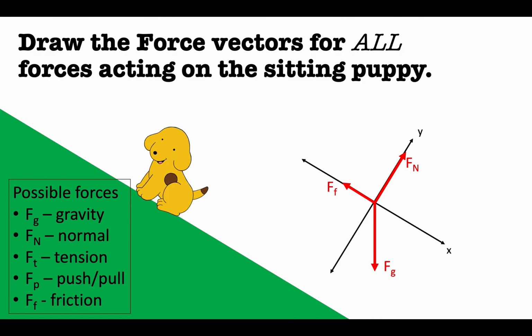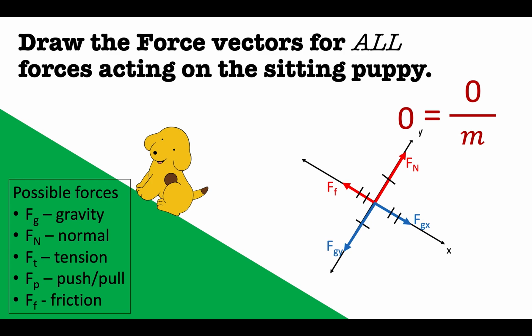We're still going to break gravity into its x and y components. And since we know that the puppy is not accelerating up or down, into the hill or off the hill, I know that F of n equals F of g in the y. And because the puppy's not accelerating along the x-axis, up the hill or down the hill, I know that the frictional force is equal to the gravity in the x force. So we have no net force and no acceleration.